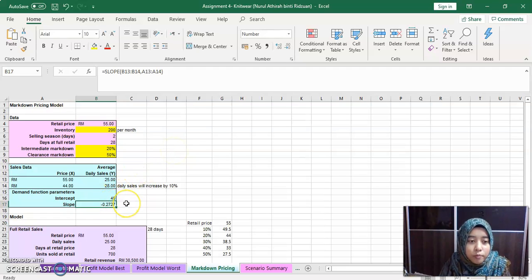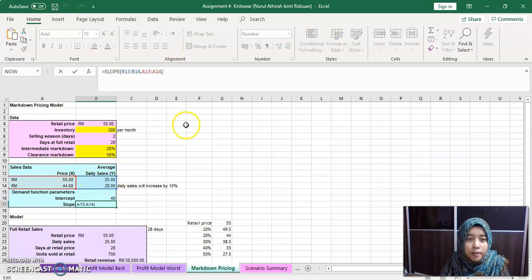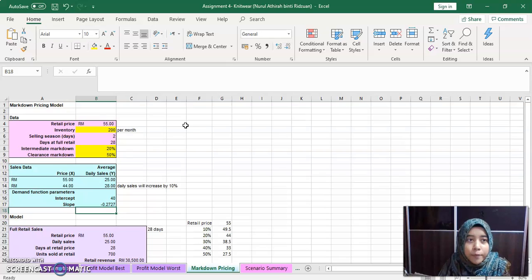Then we go to the slope. As you can see, my slope is negative 0.2727. It also comes from the average daily sales and price. The slope means if I increase the price, my daily sales will start to reduce because it is negative. But the number is quite small, meaning I can still increase or reduce the price, but not too much.